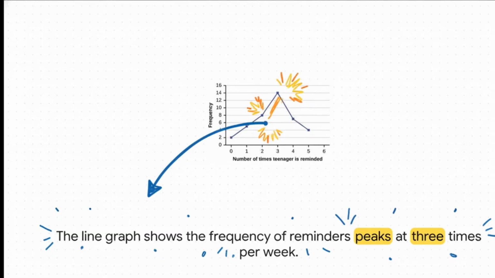Boom! The story just pops right out at you. You can immediately see the line peaks at 3 reminders a week. That's the most common answer, and the graph makes it so obvious, in a way that table of numbers just couldn't.